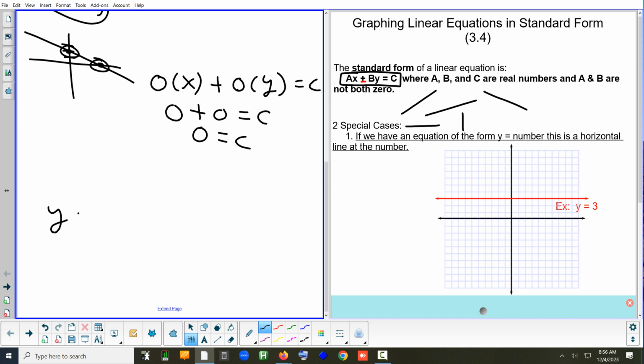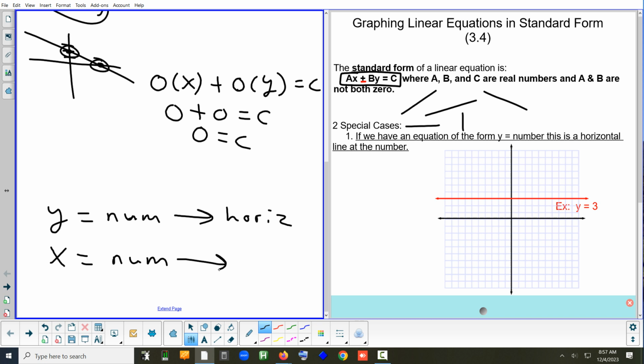Okay, so when it ends up as Y equals a number, that's your horizontal. Well, in that case, the X disappeared. What's the other letter that could disappear besides the X? The Y. So let's say the Y disappears, and you end up with X equals a number, and the Y goes away. Does anyone have a guess what kind of line that would be?